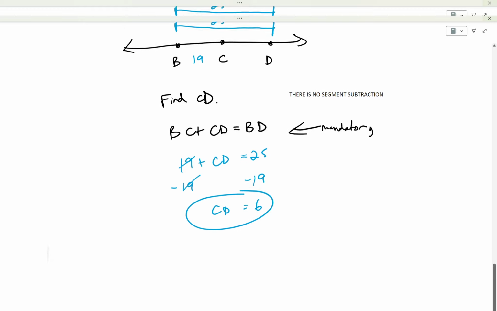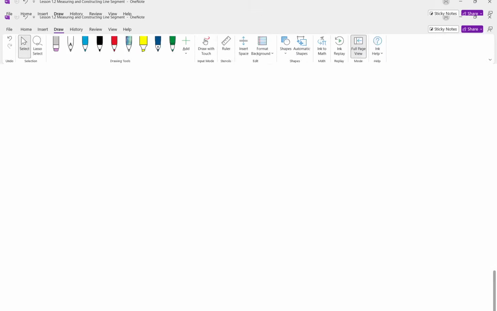We'll get into this in class. I'll be able to see which of you guys did not take notes and heard me pontificate about segment addition and the lack of segment subtraction in this world. Okay, here we go. Last one.